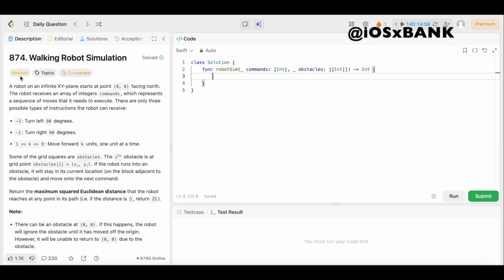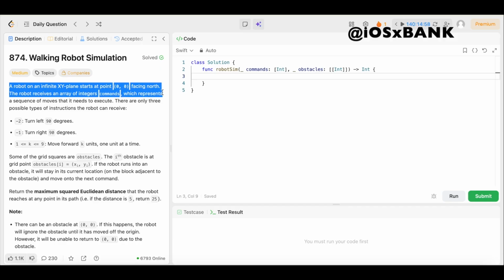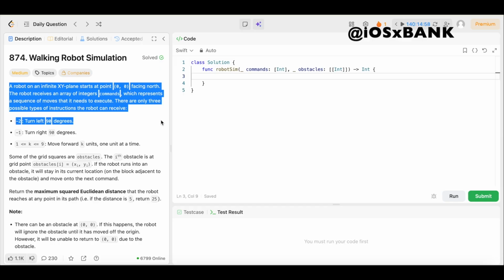Now let's see what the question says. A robot on an infinite XY plane starts at point (0, 0) facing north. The robot receives an array of integers commands, which represents a sequence of moves that it needs to execute. There are only three possible types of instructions the robot can receive. -2 means turn left 90 degrees, -1 means turn right 90 degrees, and if it's 1 less than or equal to k and k is less than or equal to 9, then we're going to move forward k units, 1 unit at a time.